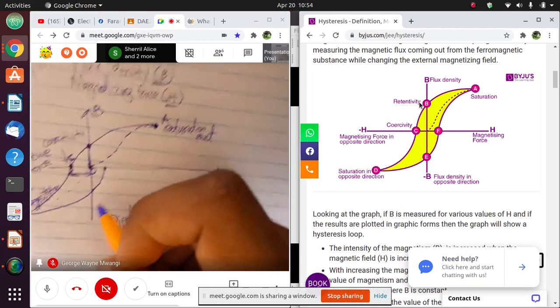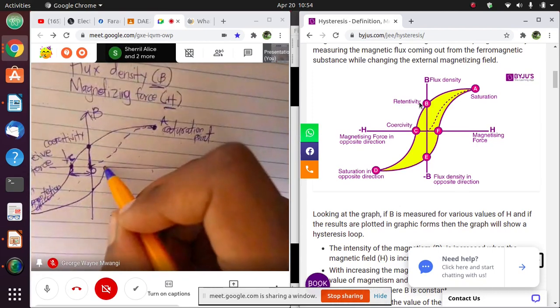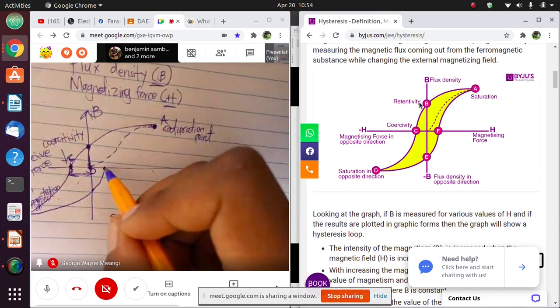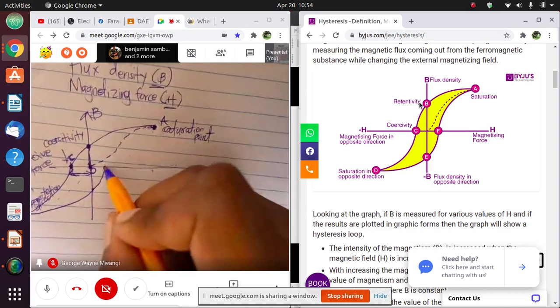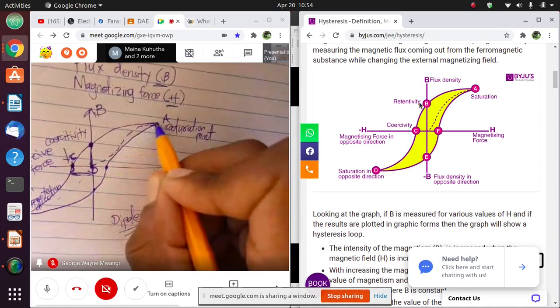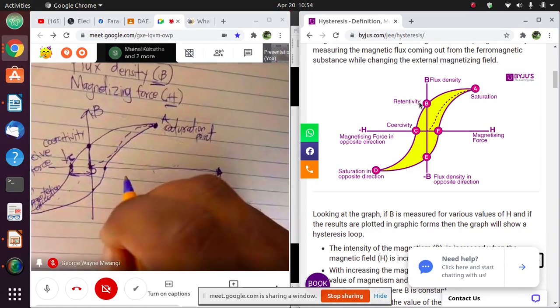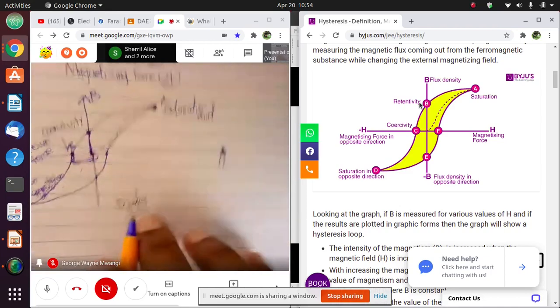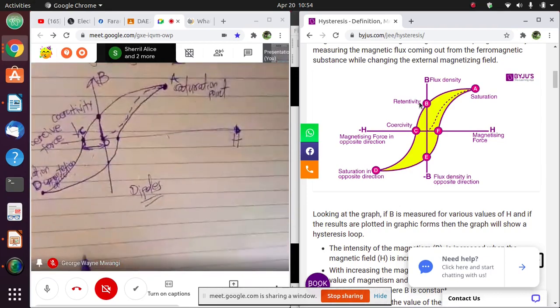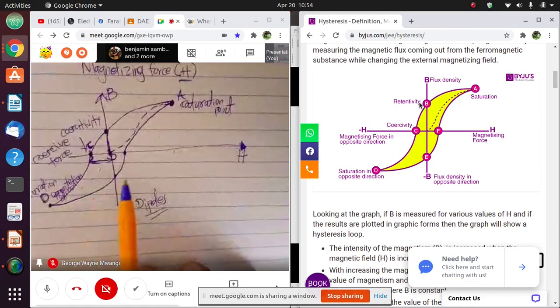Now, at this point zero, you can continue increasing the magnetizing force, and the magnetism will increase, and it will continue until it reaches saturation. Now, this is what is known as a hysteresis loop. It is used to describe the phenomenon of hysteresis.